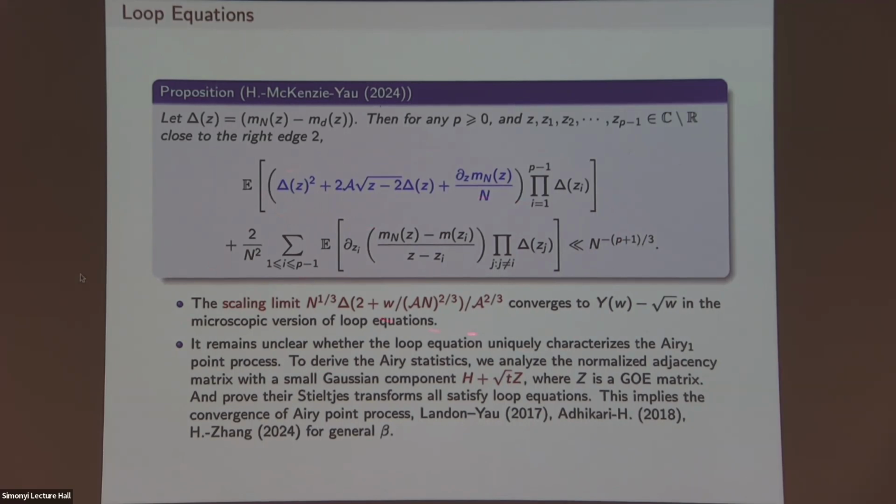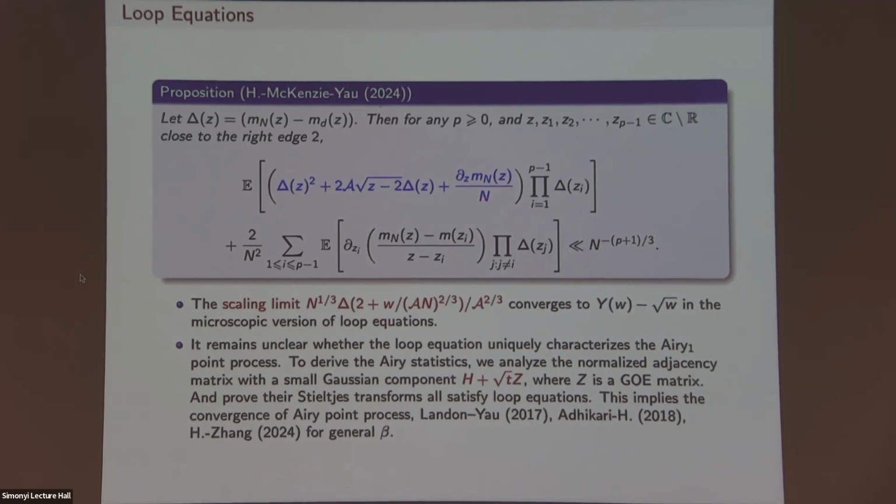So once you have this, I mentioned to you that this is a necessary condition for universality. But at this moment, we do not know, it's unclear to us whether those loop equations uniquely characterize the Airy point process. We don't know if it's sufficient. So there is some extra work I need to do.